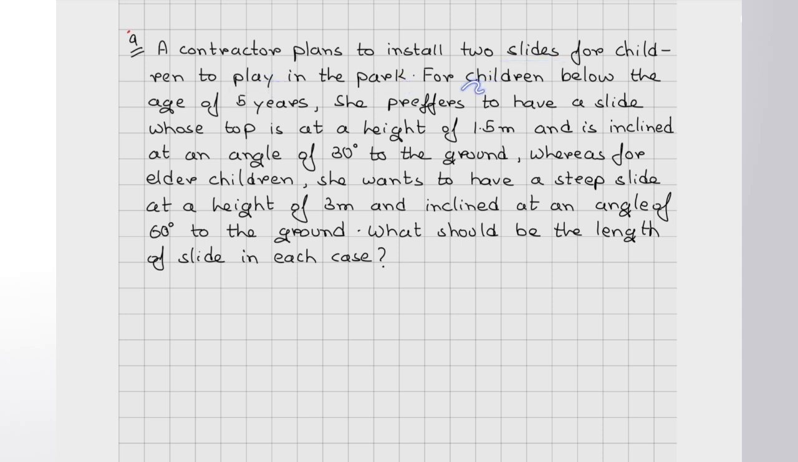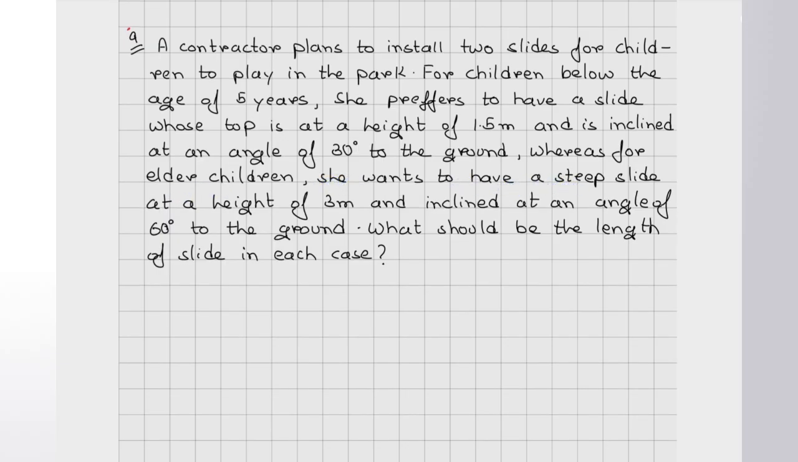Okay, so there will be two cases now. Children below the age of 5 years will be one case. She prefers to have a slide whose top is at a height of 1.5 meter, and inclined at an angle of 30 degree. So the angle of elevation to the ground is also given. Whereas for the elder children, she wants to have a steep slide.